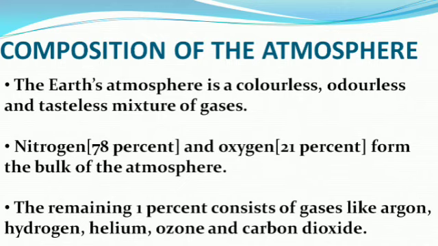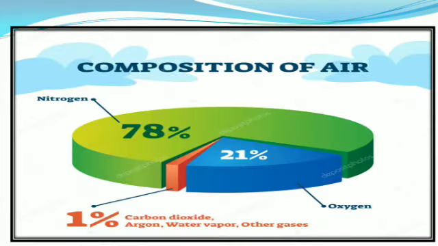Now let's see composition of the atmosphere. The Earth's atmosphere is a colorless, odorless and tasteless mixture of gases. Nitrogen, which is 78%, and oxygen, which is 21%, form the bulk of the atmosphere. Bulk means in huge amount. The remaining 1% consists of gases like argon, hydrogen, helium, ozone, and carbon dioxide.